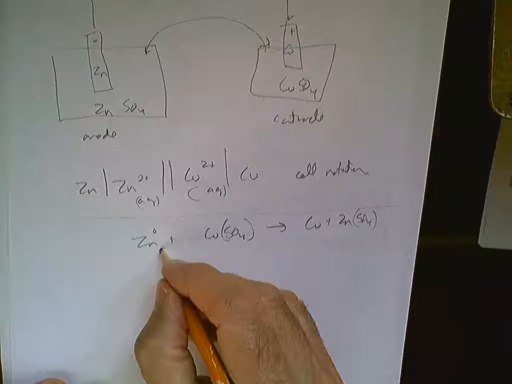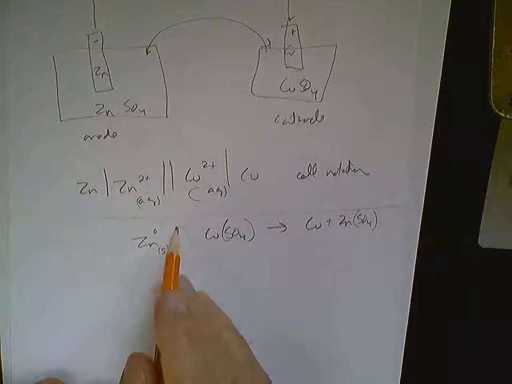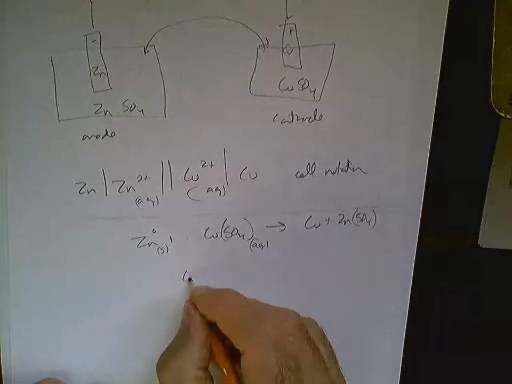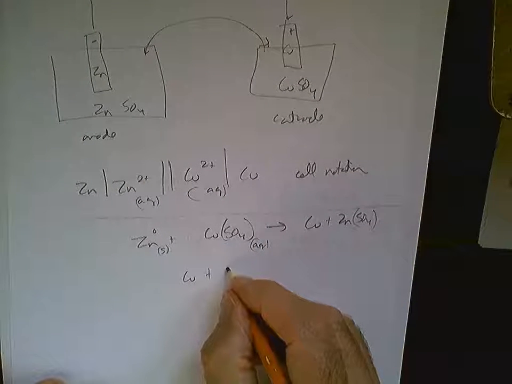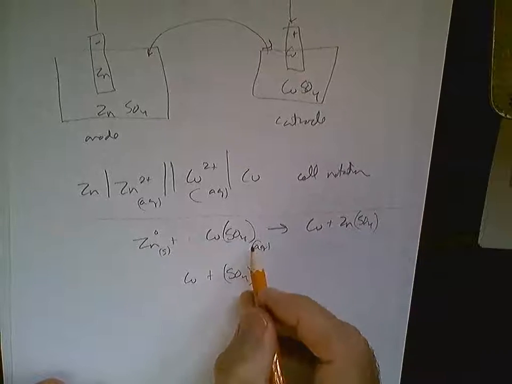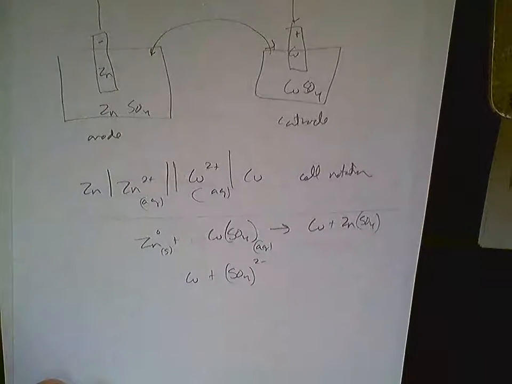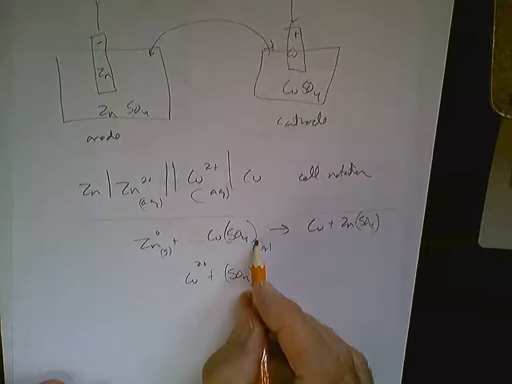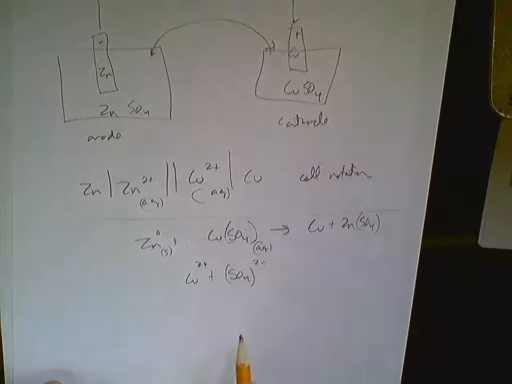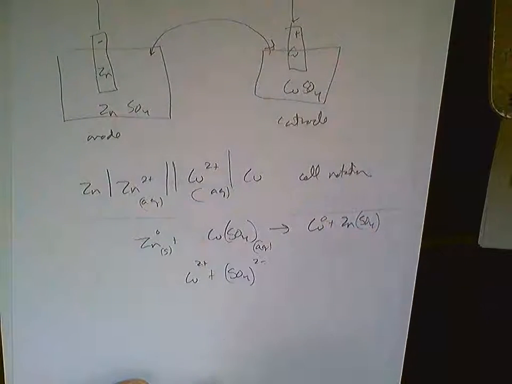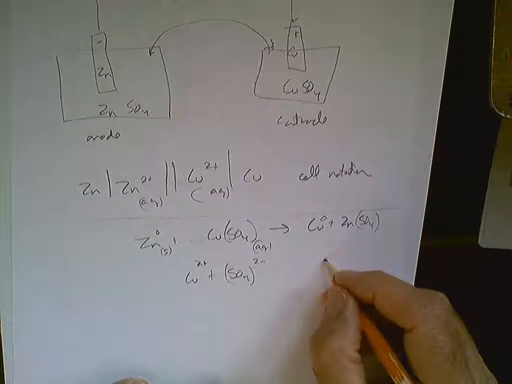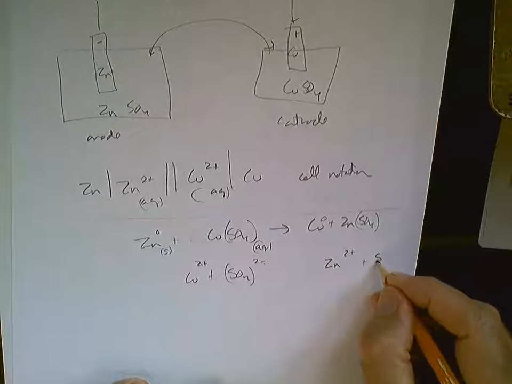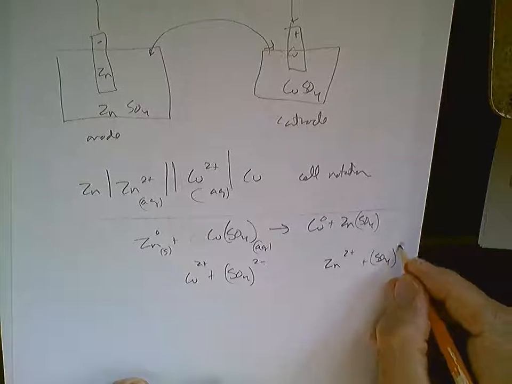If something's a solid, it stays as it is. It gets a charge of 0. If it's aqueous, we break it up. So we have one Cu, we have one SO4. We said the SO4 is 2 negative. You just have to remember that. So the Cu has to be 2 plus, because this is a 1-to-1 ratio. We have Cu0. We'll break apart the Zn. It's 2 plus, and the SO4 is 2 negative.